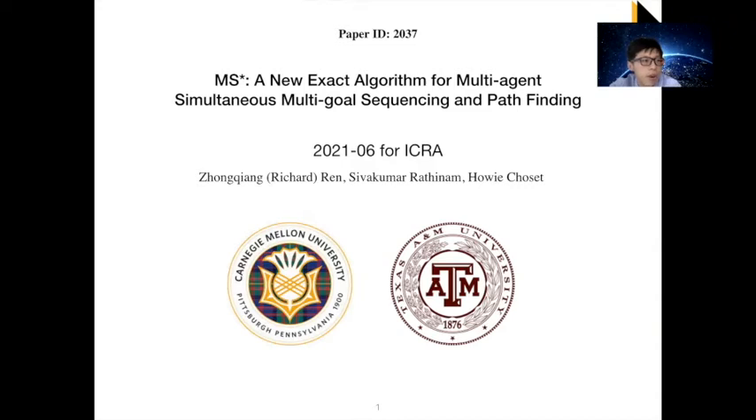My name is Richard Ren, and I'm a PhD candidate at Carnegie Mellon University. Today, I'm going to present my work on multi-agent simultaneous multi-goal sequencing and pathfinding.